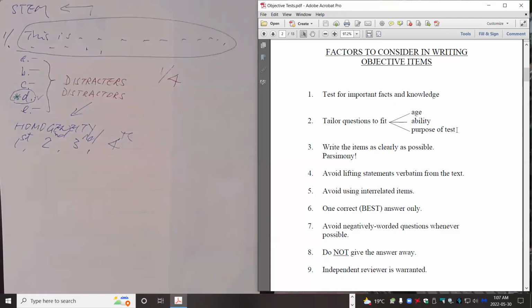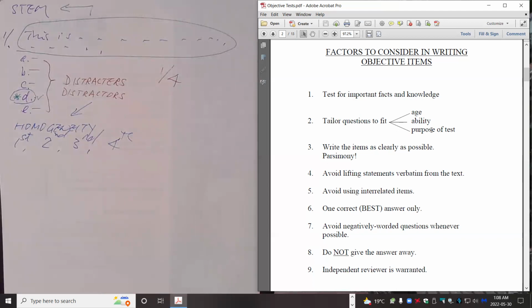You could tailor the question to fit the age of the student, the ability level, or CL, the conceptual level of the student. And of course, the purpose of the test. So vocabulary should be commensurate with age and level of ability, and the item format should also be suitable for the examinee's age, ability, as well as the purpose of the test.